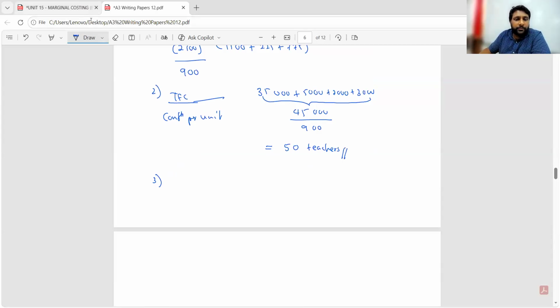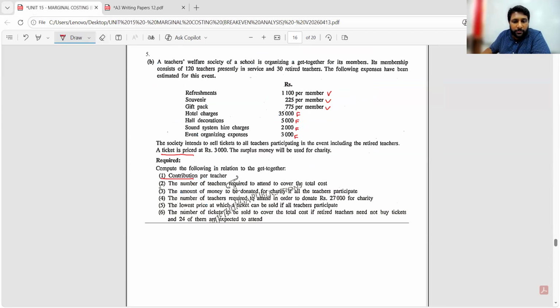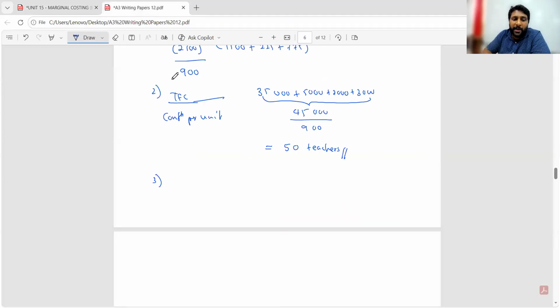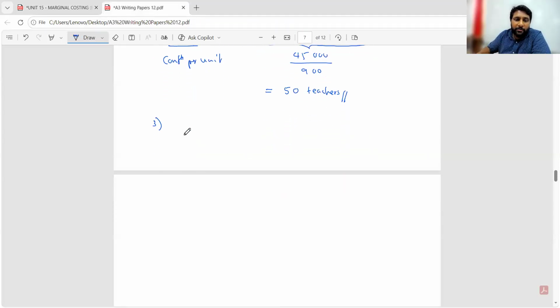Third one. The amount that can be donated if all the teachers participate. If all the teachers participate, prepare the income statement, people. Total sales minus the total variable cost is the total contribution, minus the total fixed cost is equal to the profit.